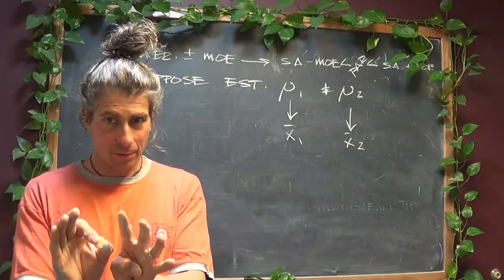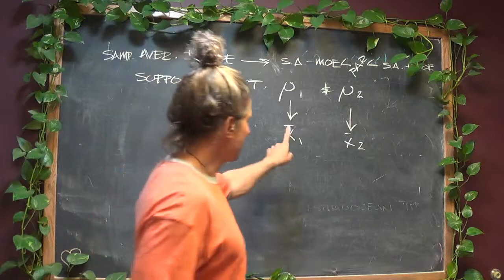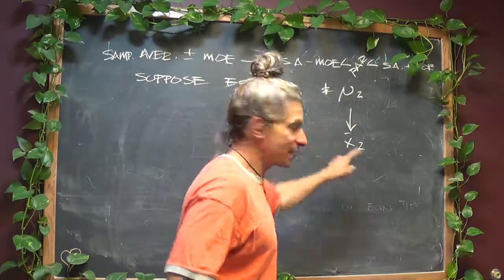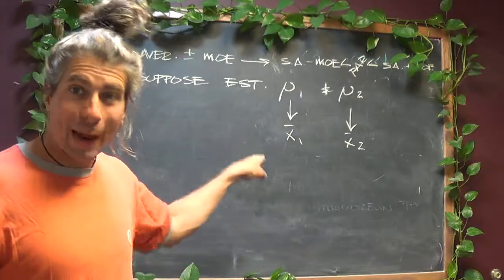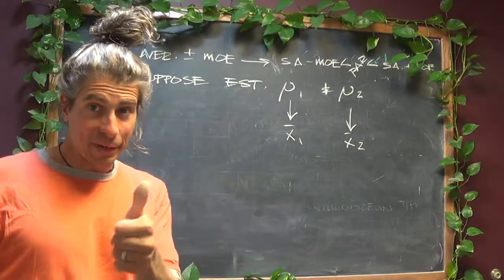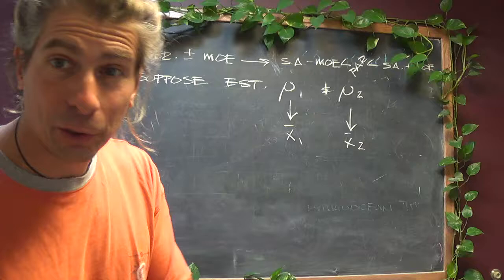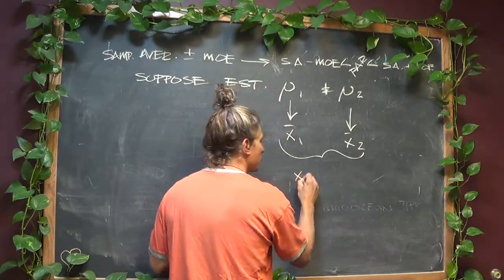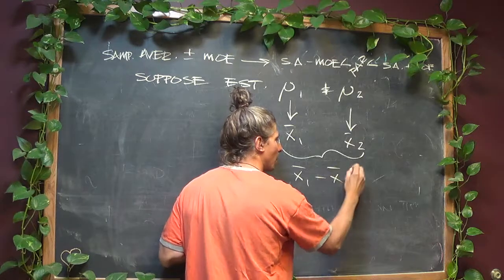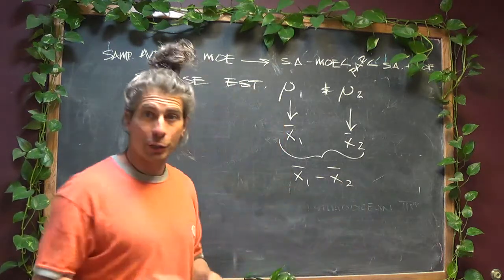And we'll say that again. Rather than building intervals around each of these things and then looking for a difference, we're going to subtract these two from each other to find their difference and then build an interval around this. So we're going to collapse this down into the statistic X bar 1 minus X bar 2.